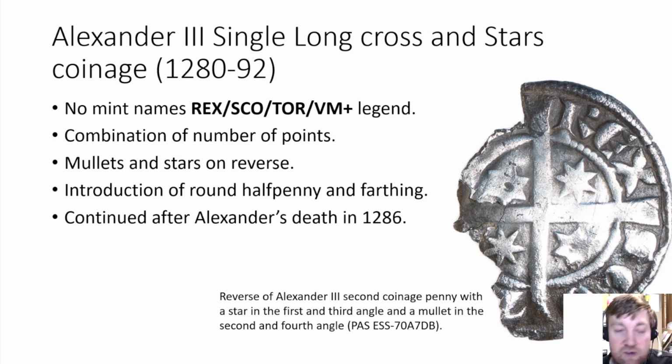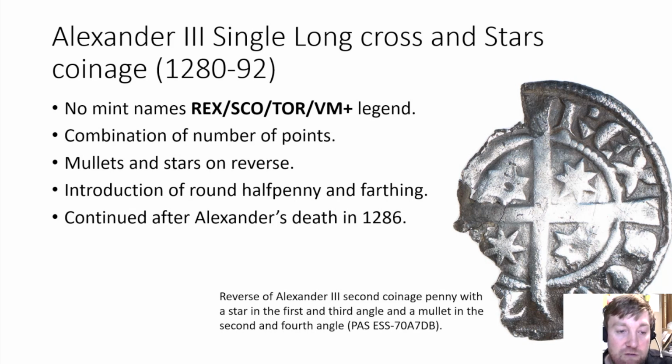It's probably good to point out the difference between a mullet and a star. In this example on the slide, on the reverse, we see a star in the first and third angles and a mullet in the second and fourth. The mullet is basically a pierced star, whereas the star is unpierced. Though on some die types of this kind, we have worn dies where they are mullets, but the piercing is worn and it could look like a star. Generally, though, the points on mullets are thicker than they are on stars, which is another useful way to differentiate them.